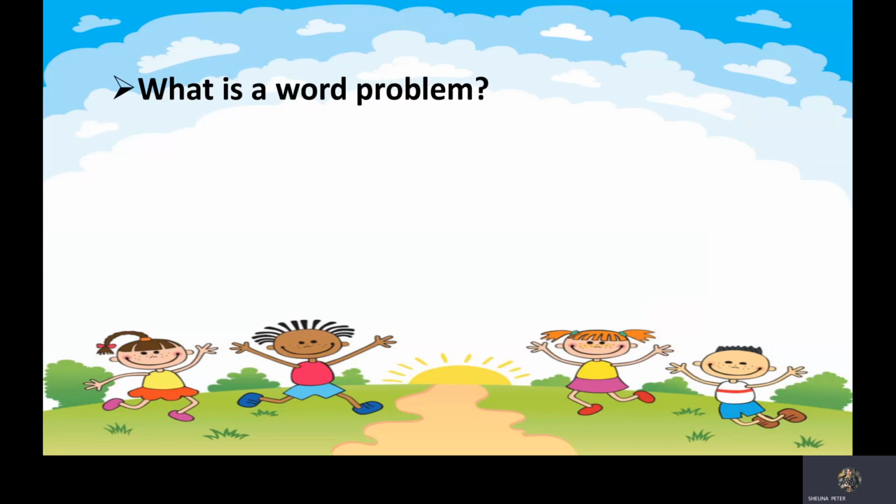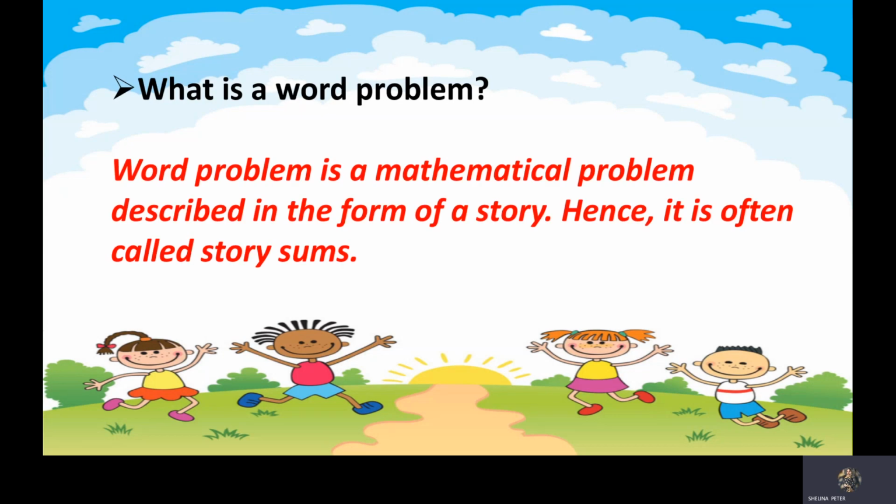Now the topic for today is word problem. So what is a word problem? Word problem is a mathematical problem described in the form of a story. Hence it is often called story sums. So you have already learned addition word problem. If you remember, there were short stories and you had to do addition in that sum. So that's why sometimes word problems are also known as story sums. It is a mathematical problem given in the form of a story.